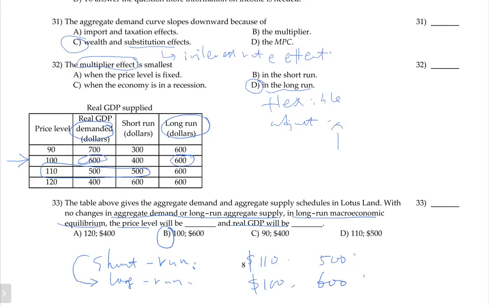So actually, we can draw a graph. Okay? So this is long run, so this is 600, right? And the short run, so we have here, this is our short run.